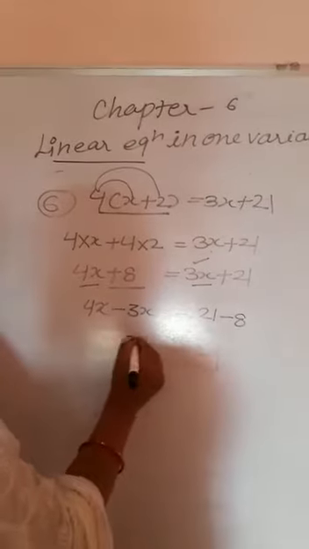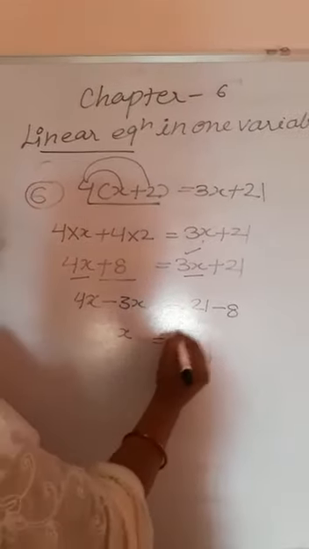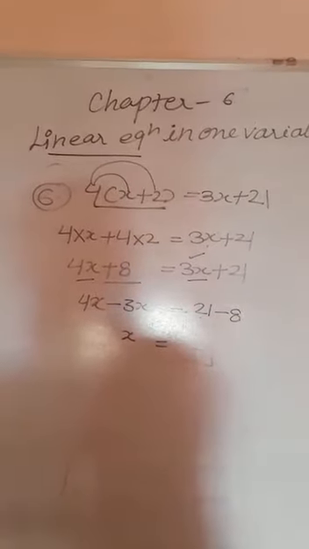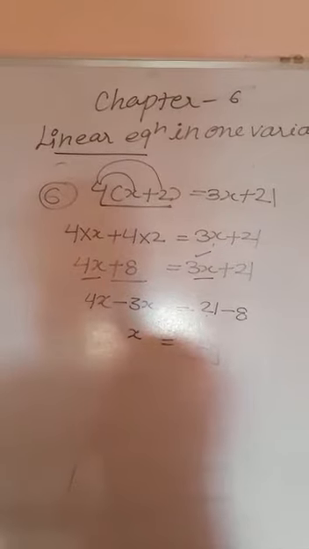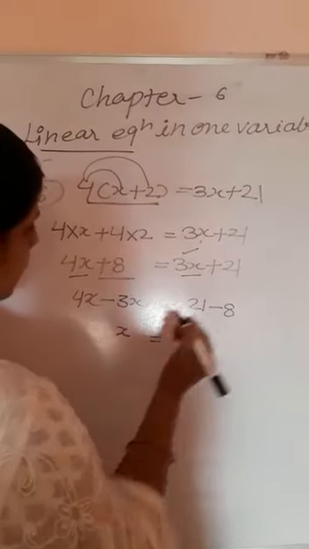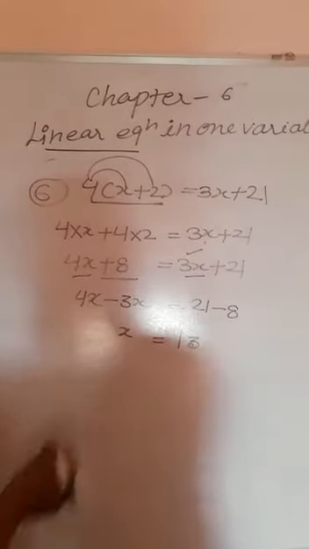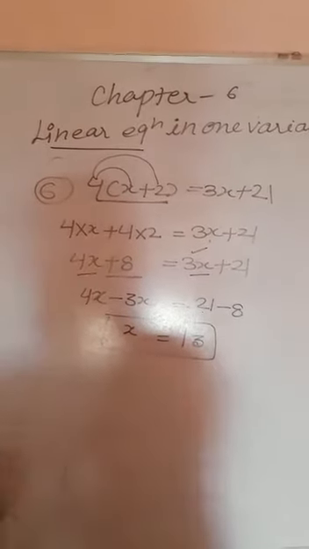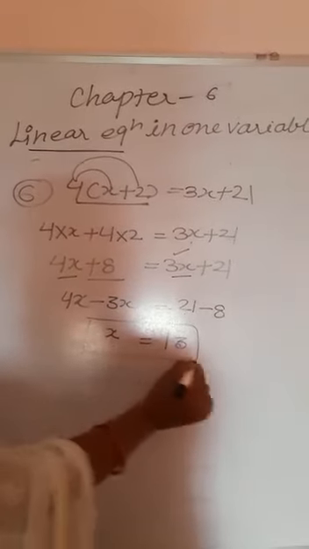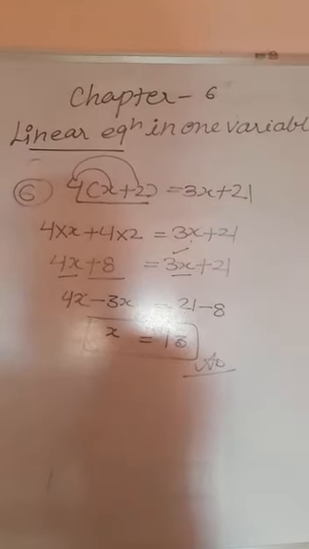4x minus 3x we will get x. 21 minus 8. Okay. So when we subtract, 21 minus 8, 21 minus 8 will be 13. So we will get x equals 13. This is our final answer.